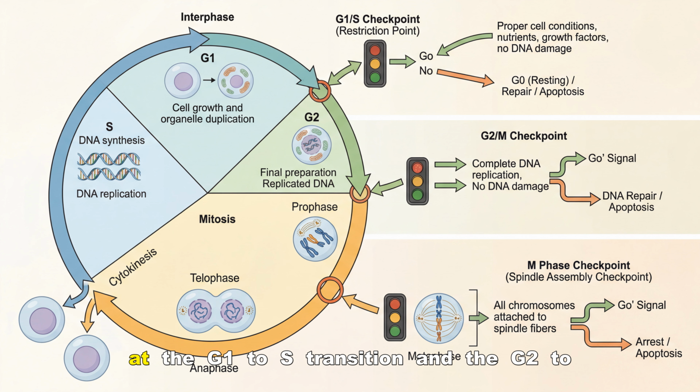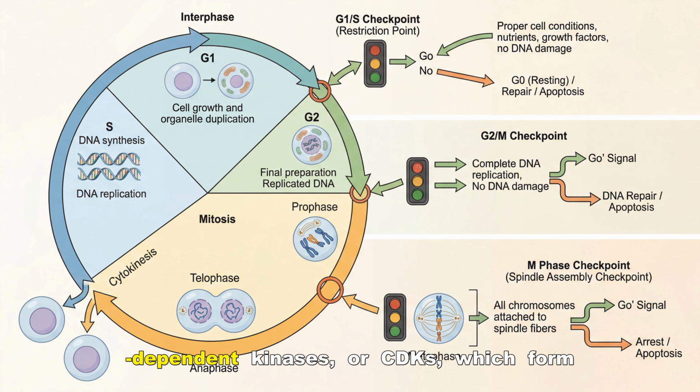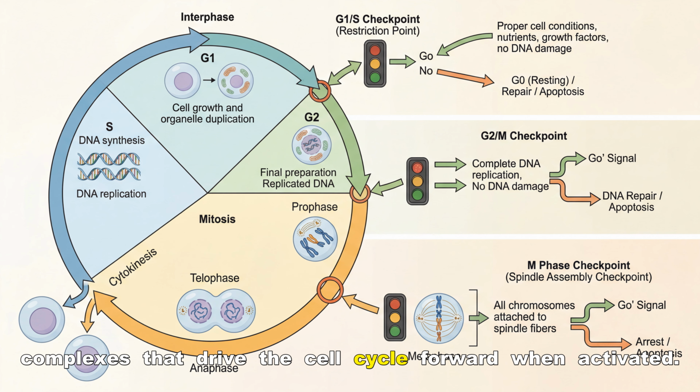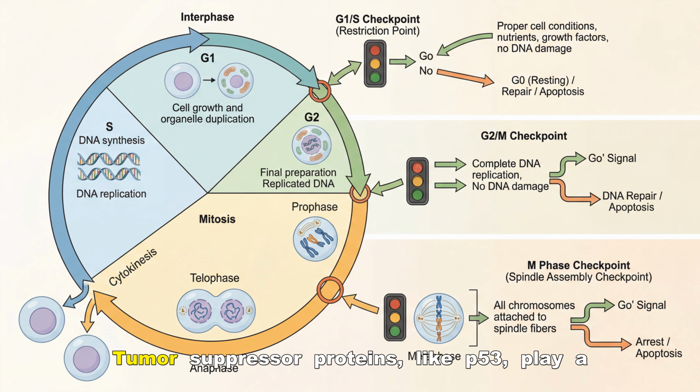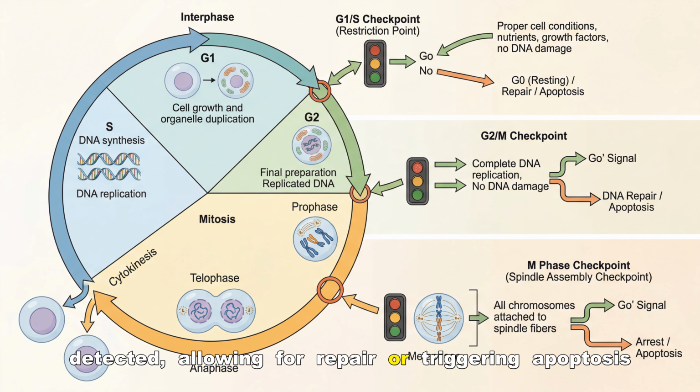The G2/M checkpoint verifies that DNA replication in S phase has been completed accurately and without damage before mitosis begins. A useful way to remember this is G1 checks the environment, G2 checks the DNA. These checkpoints are controlled by cyclins and cyclin-dependent kinases, or CDKs, which form complexes that drive the cell cycle forward when activated. Tumor suppressor proteins, like p53, play a crucial role by halting the cycle if DNA damage is detected, allowing for repair or triggering apoptosis if the damage is irreparable.